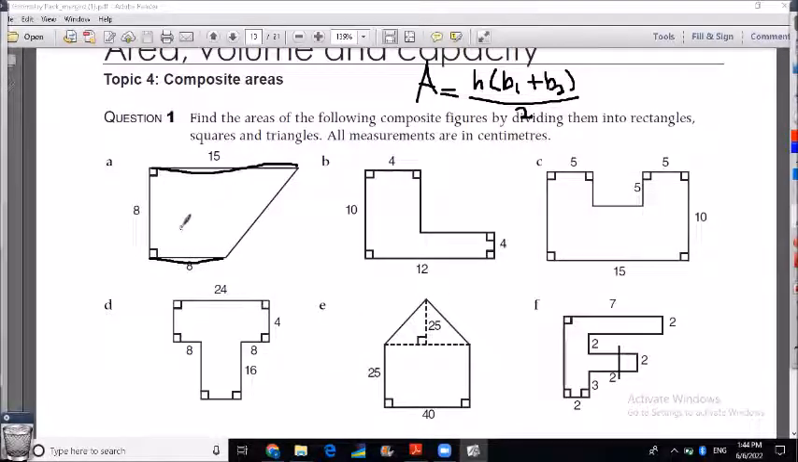So let's do question A. How can we do it? I want you first to pause the video and try to do it on your own. Once you're done and want to check your answer, return to the video to check it. So pause the video now and try to do it on your own, applying this rule.